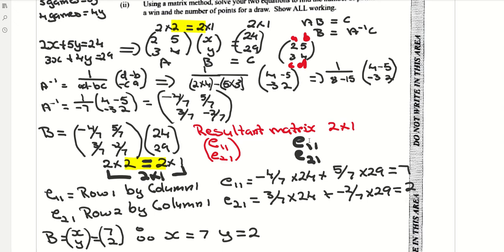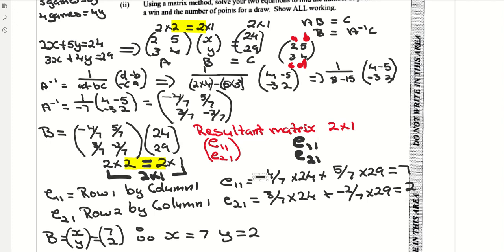So to get this first element here, I'm multiplying your first row, which is minus 4 over 7, 5 over 7, by the first column, right? So it's minus 4 over 7 by 24. Then we go to the next element, so it'll be minus 4 over 7 by 24 plus 5 over 7 by 29. Right? So you always go to the next one. You never repeat. Right? And when you put all of this in your calculator, you're going to get 7.